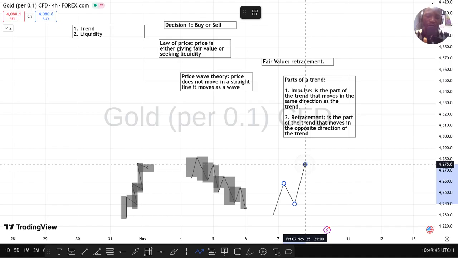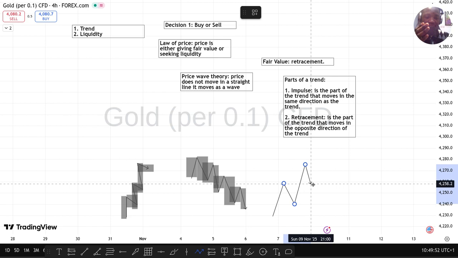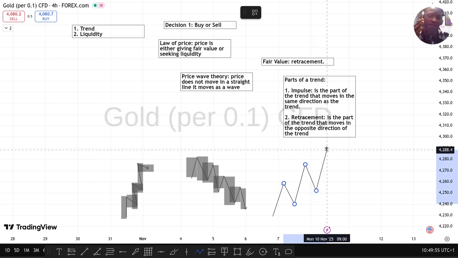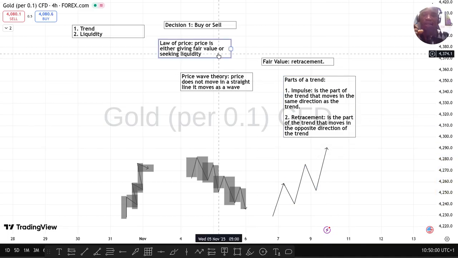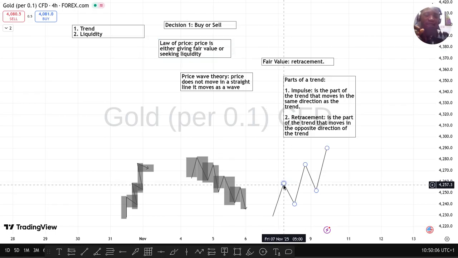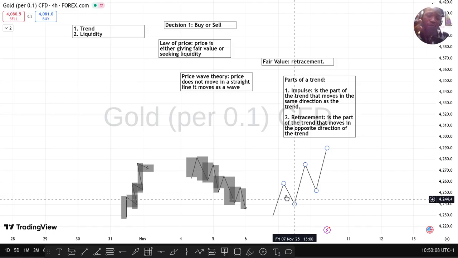And so what does the market do? The market creates an opportunity for sellers to take a part in this market, and then the market retraces for a bit before the new impulse move starts again. So what we simply mean when we say that price is either giving fair value or seeking liquidity is that price is either retracing or seeking liquidity. If price is moving, most times either price is retracing or seeking liquidity.